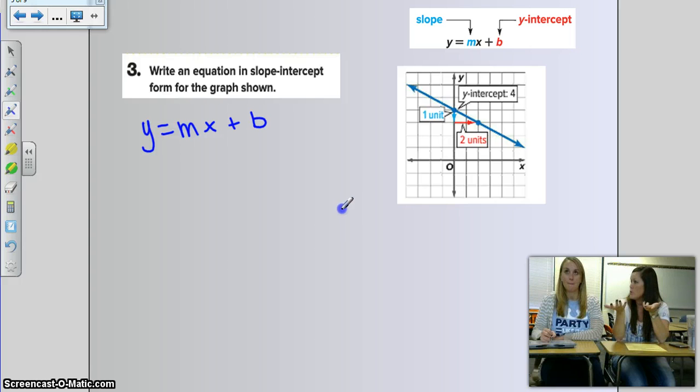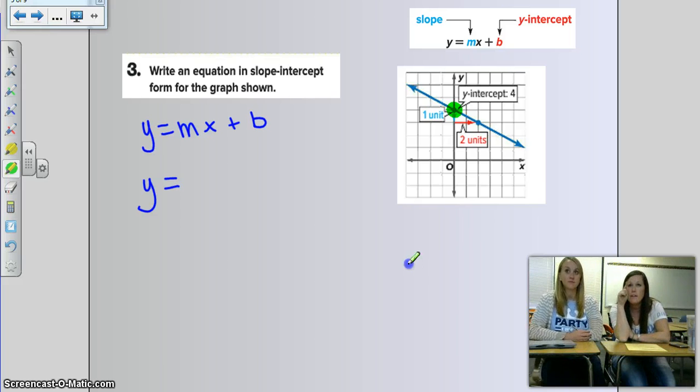We have not talked about what y-intercept actually means. The y-intercept is where the line of the graph crosses the y-axis. I can see in the green dot that it crosses at 1, 2, 3, 4. So you are correct. That's my b, so plus 4.